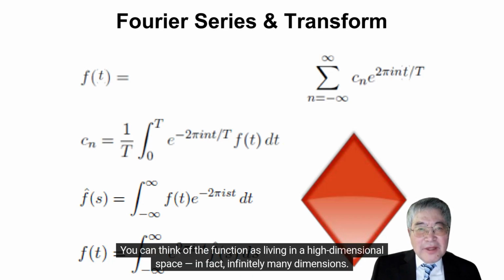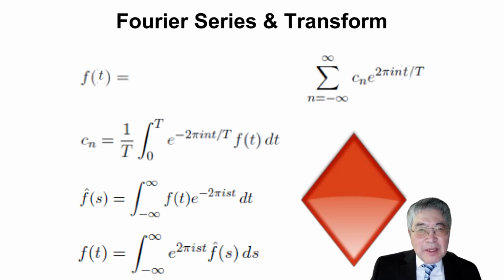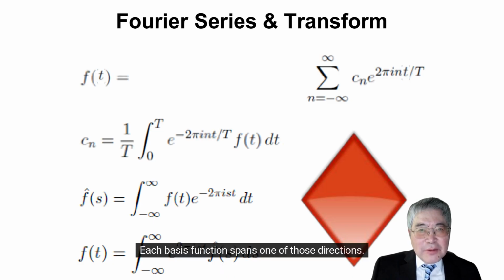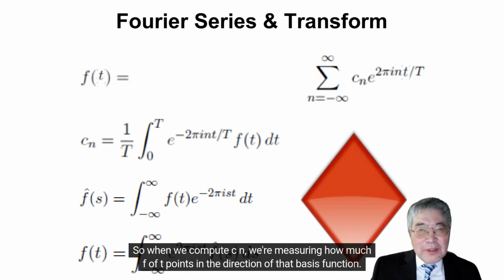You can think of the function as living in a high-dimensional space, in fact, infinitely many dimensions. Each basis function spans one of those directions. So when we compute c_n, we're measuring how much f of t points in the direction of that basis function.